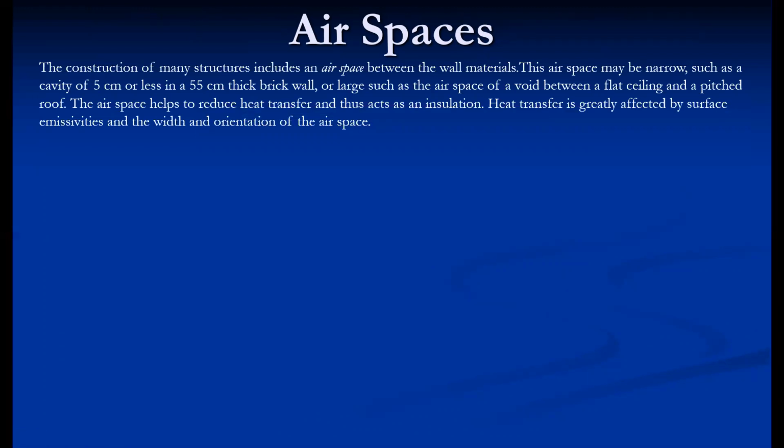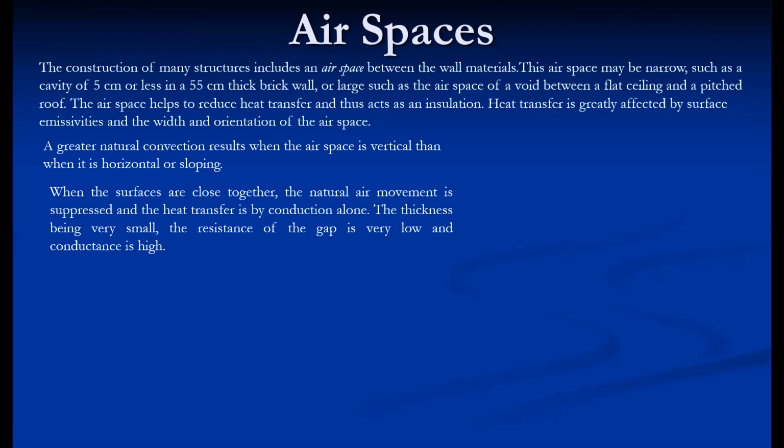The airspace helps to reduce the heat transfer, obviously, because air has a low thermal conductivity. So it helps to reduce the heat transfer and thus acts as insulation. The heat transfer is generally affected by surface emissivities and the width and orientation of the airspaces. So mainly the emissivity part is important. A greater natural convection results when the airspace is vertical than when it is horizontal or sloping. If it is vertical, natural convection currents develop and greater natural convection happens.